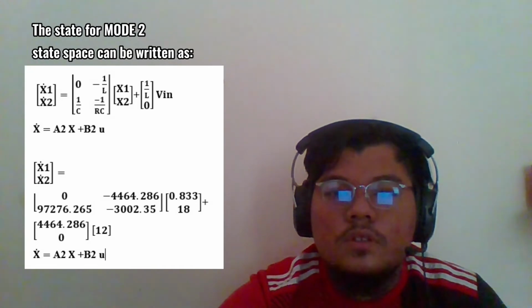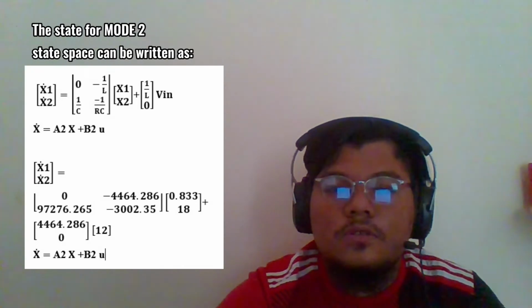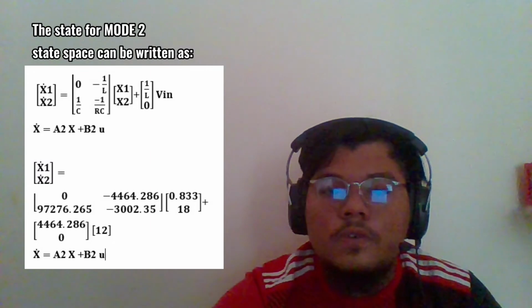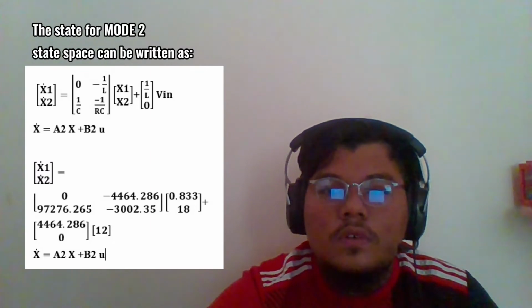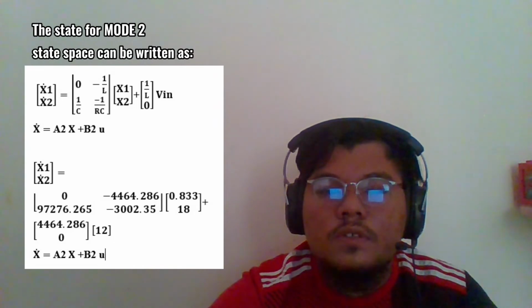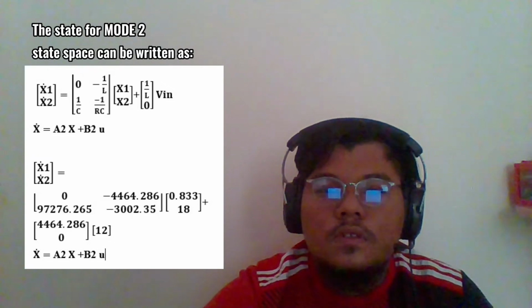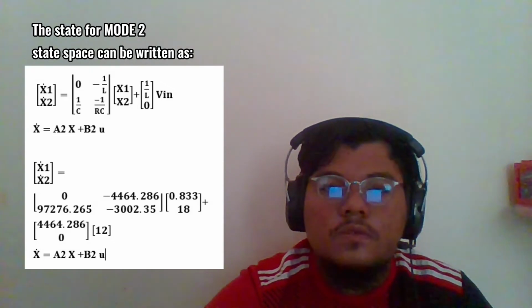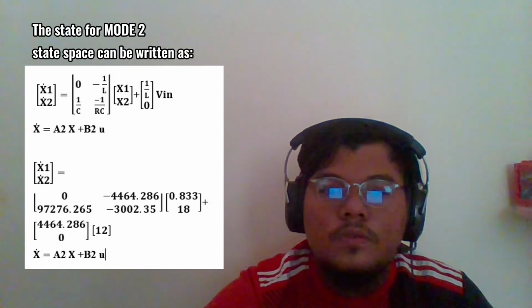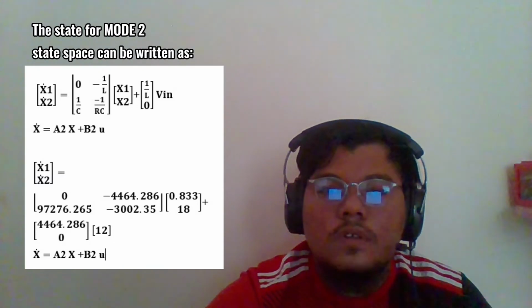Then, by using this equation, we calculate for the diagram, and we get [x1 dot, x2 dot] equal to [0, negative 4464.286; 97276.265, negative 3002.35] times [0.83318, 18] plus [4464.286, 0] times 12.